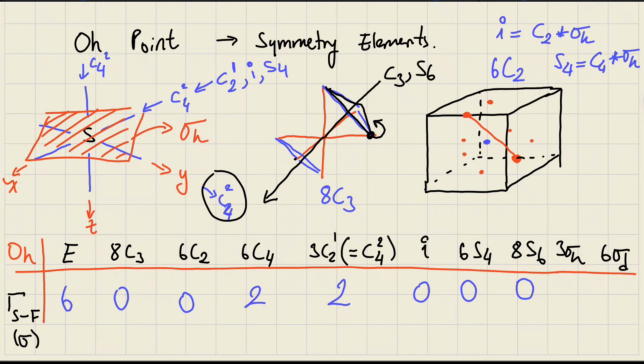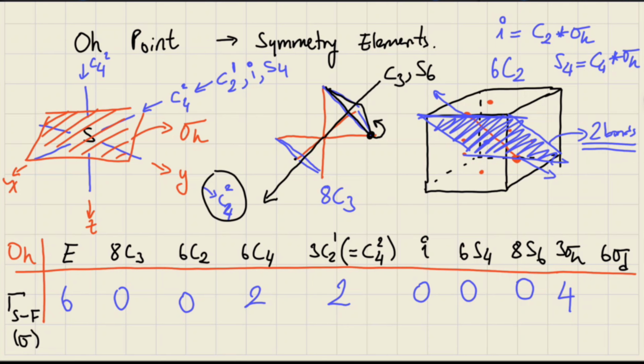So this should be 4, and sigma d again is very similar to C2, and it contains from here to here basically this plane, and it contains the 2 bonds. After the application of the sigma d, 2 bonds stay in the same position, so this is basically 2. I don't want to waste more time.